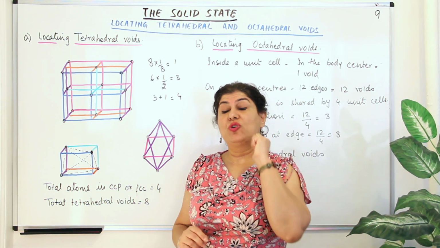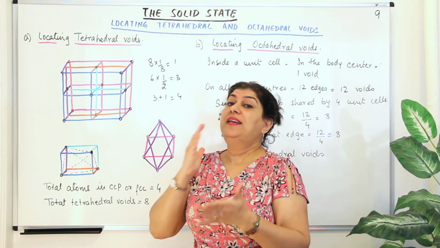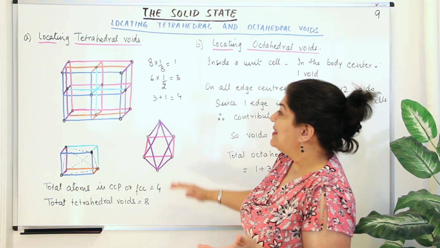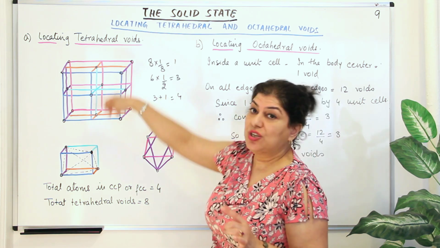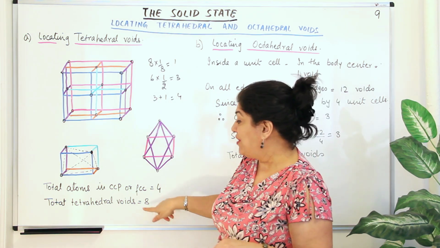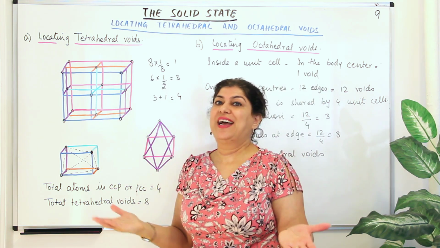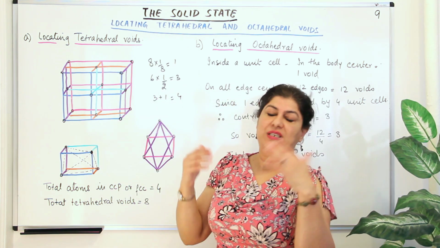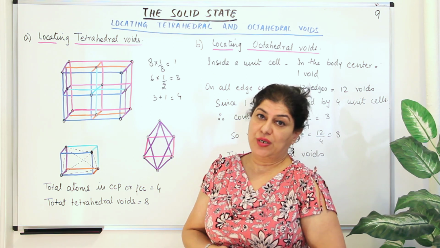And we have also studied that whatever is the number of atoms, the number of tetrahedral voids is always double of the number of atoms. So if there are 4 atoms in the unit cell, how many tetrahedral voids have we counted inside the unit cell? The 8 corners, each one has a void, and that void is present inside the unit cell, so it completely belongs to this unit cell. It is not shared by any other unit cell.